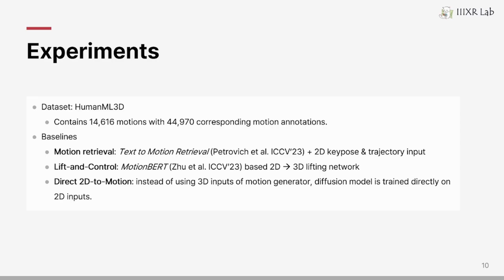The third baseline is direct 2D-to-motion, where the diffusion model is trained directly on 2D inputs instead of 3D motion conditions. These baselines help assess the unique contribution of Sketch2Anim in learning cross-domain alignment and multi-conditional generation.